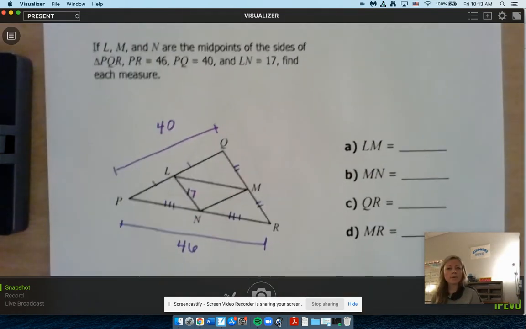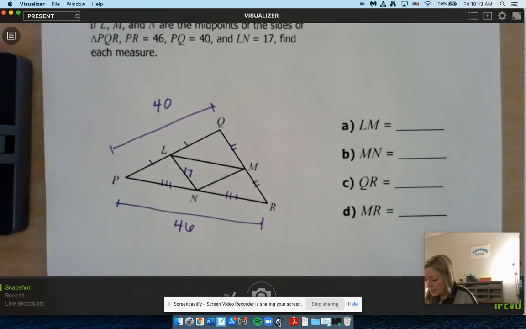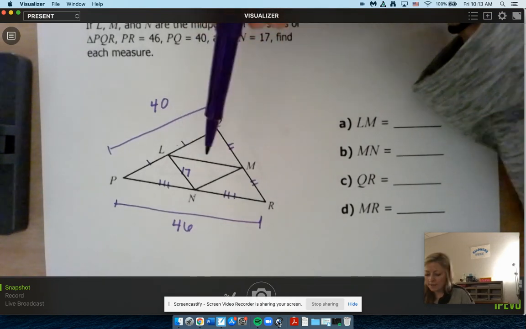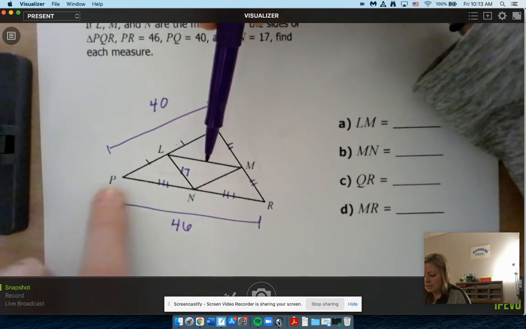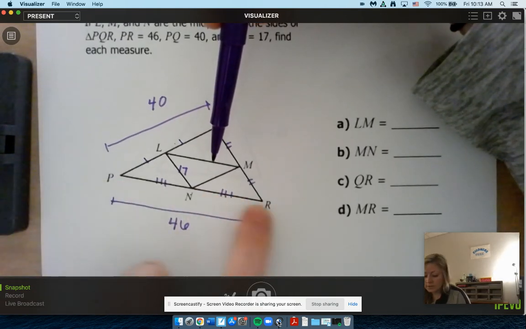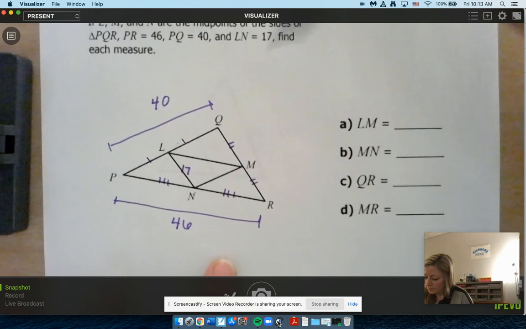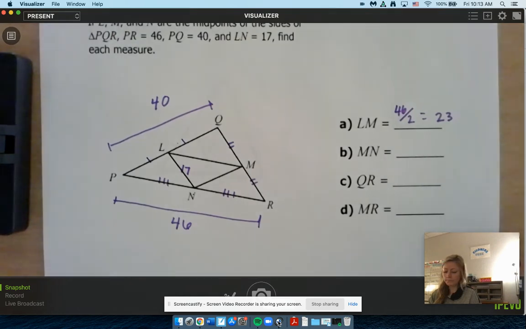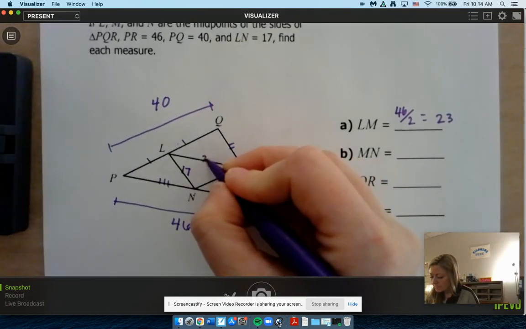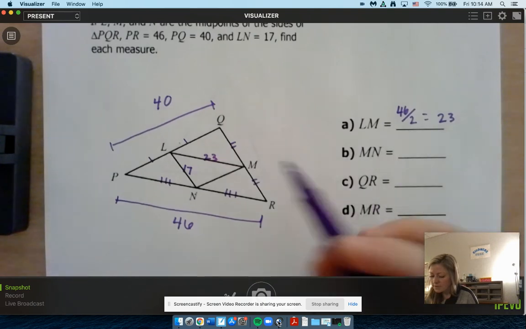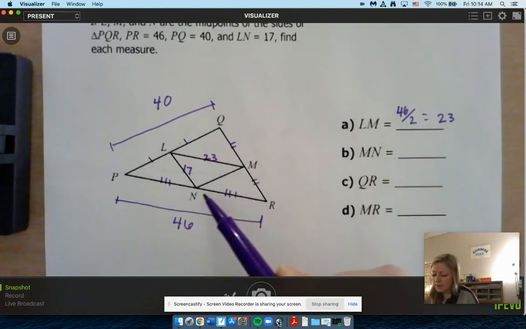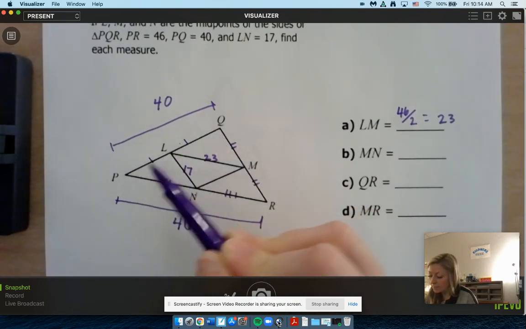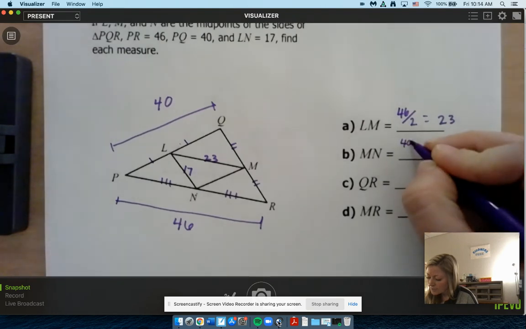Now let's fill out what they are asking us to solve for. LM. Okay, folks, you see LM here? What side is LM parallel to? Well, it's parallel to PR. So it's going to be half as long. So what is half of 46? It's 23, right? So this guy's 23. Okay, MN. MN is right here. MN is parallel to this side of my triangle, PQ. So it's going to be half as long as PQ. So what's half of 40? Half of 40 we know is 20.